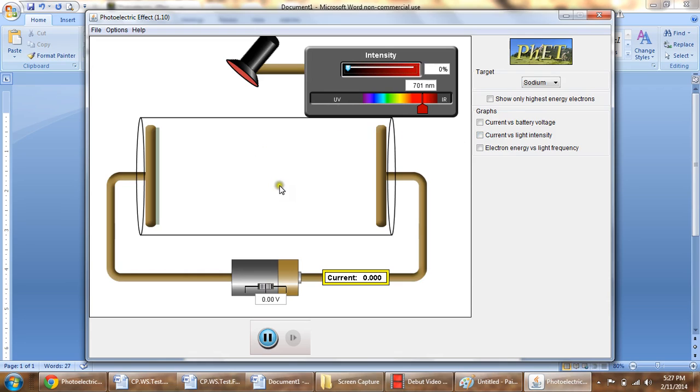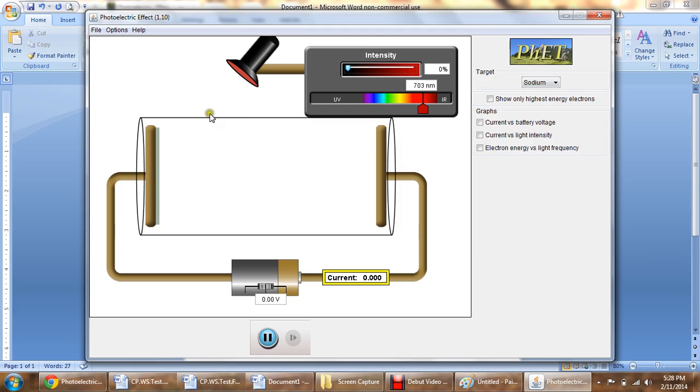Now, what we see here is a light, which I can change the color of. I'm going to set it to red, and I can change the brightness of the light, which I will do in a moment. The light is going to shine onto a metal. In particular, I'm using sodium. Sodium will give up its electrons much easier than other metals.